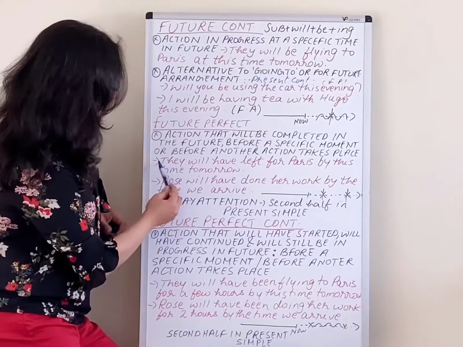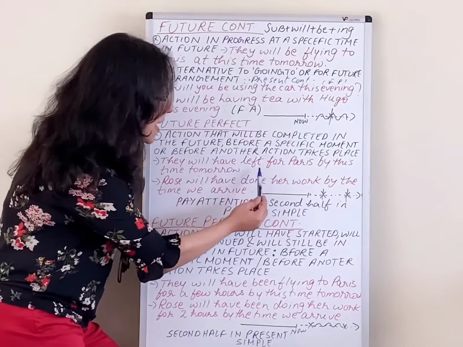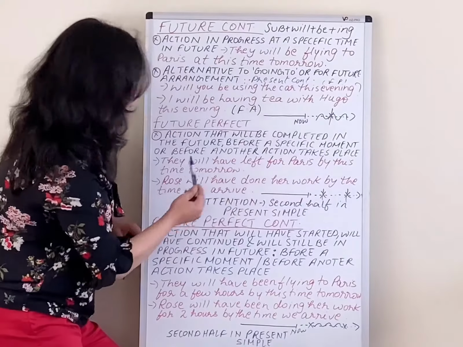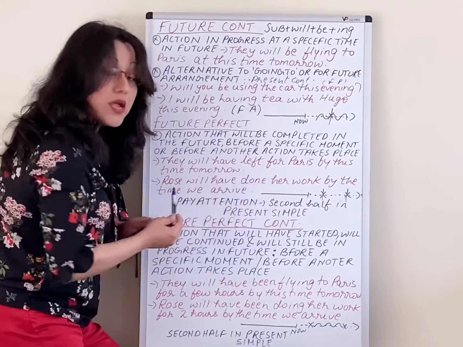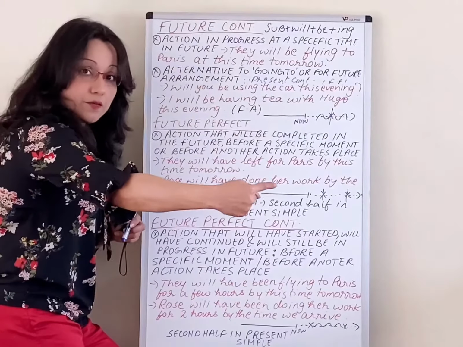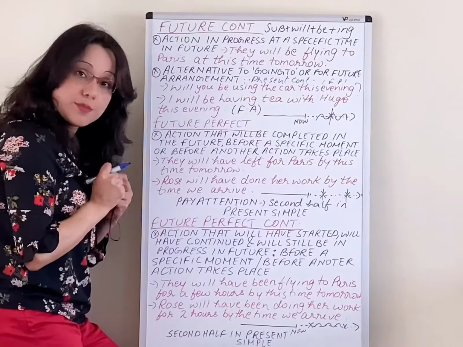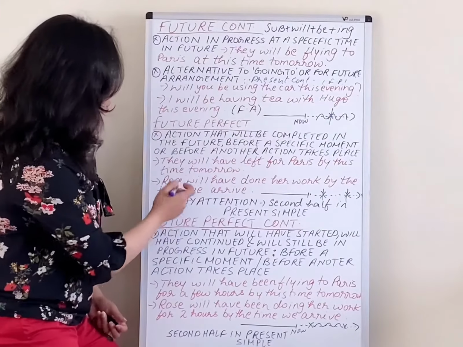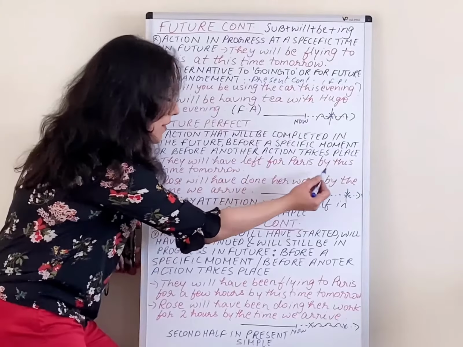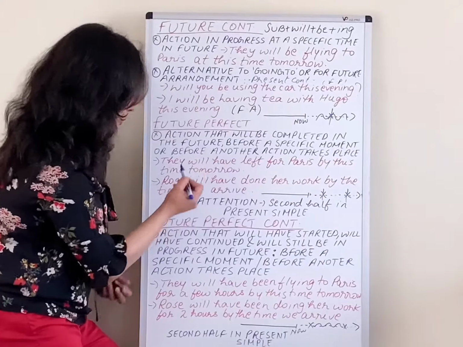So look at this sentence. They will have left for Paris by this time tomorrow. Again we're talking about something in future, but we're talking about an action which would be completed sometime in future. So they will have left for Paris by this time tomorrow.